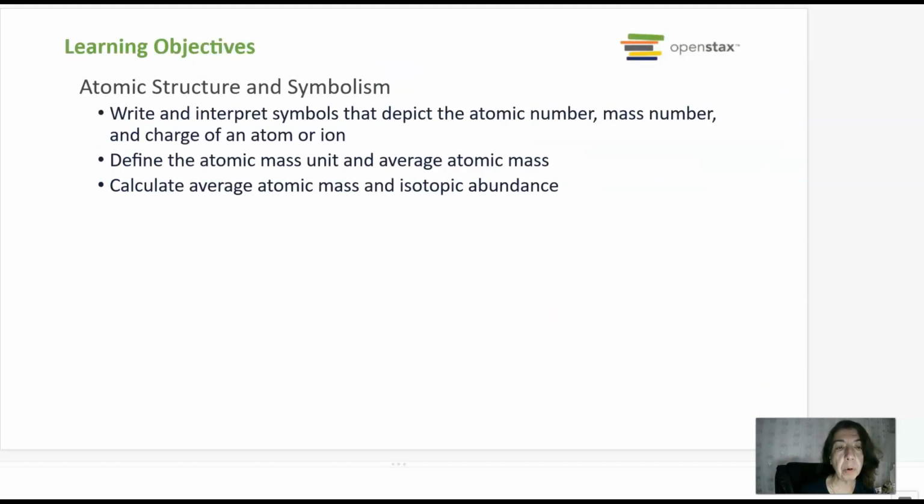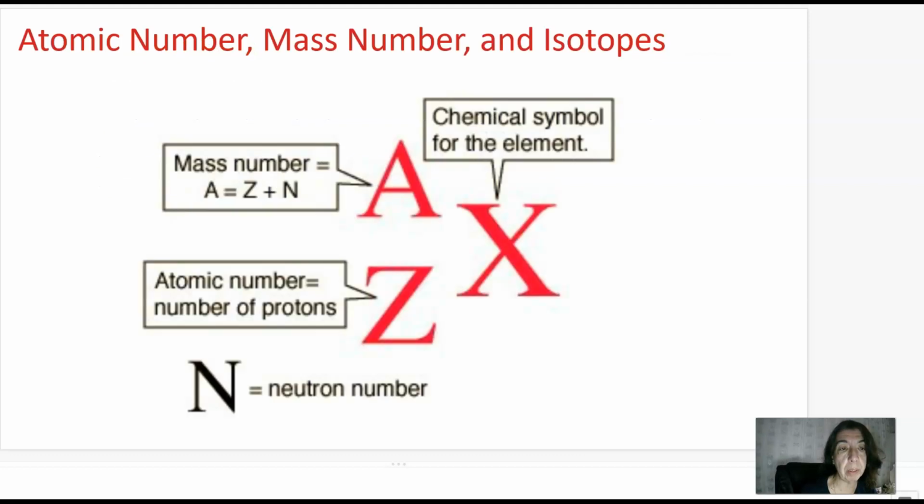So in the next section, we're going to see how we can write these, and what is the symbolism that helps us explain all these different properties of each atom for each element. And then we're going to look at the atomic mass unit and the average atomic mass units and see how that applies to isotopes and isotopic abundance.